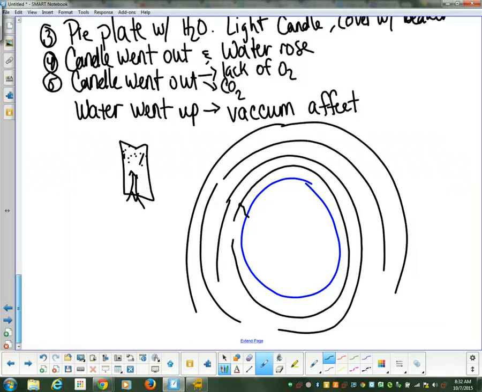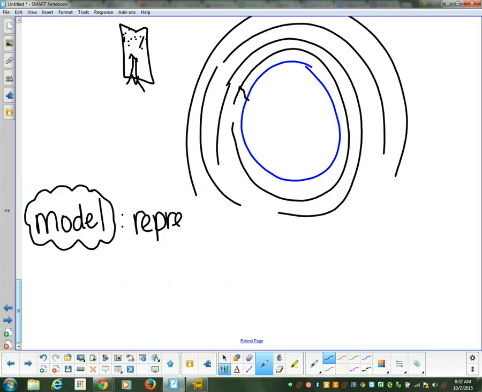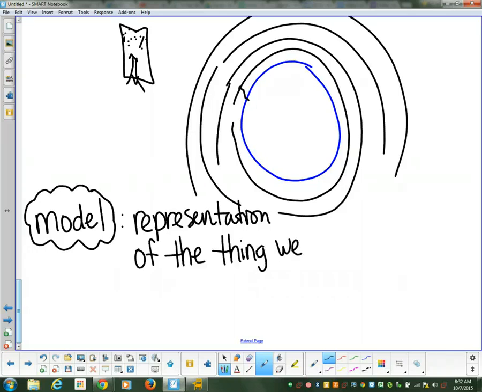Very good. So what we use is models. And a model is a representation of the thing we want to study. Okay, so it's that representation of the thing that we want to study.